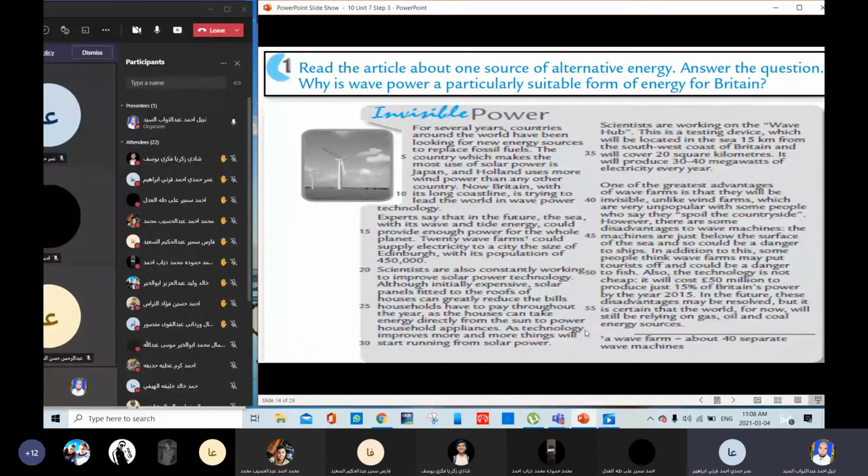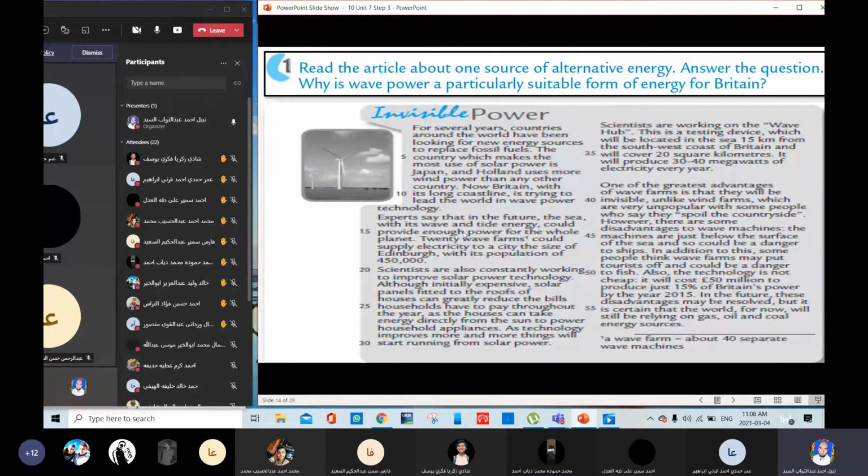As you see here, have a look at the question. Why is wave power a particularly suitable form of energy for Britain? So he's going to give an introduction about all the renewable sources of energy, and then he's going to talk specifically about what? The wave power. So have a look at the article.